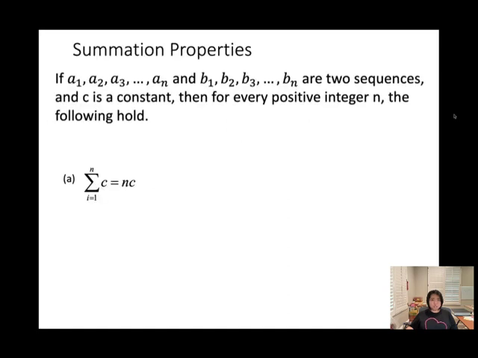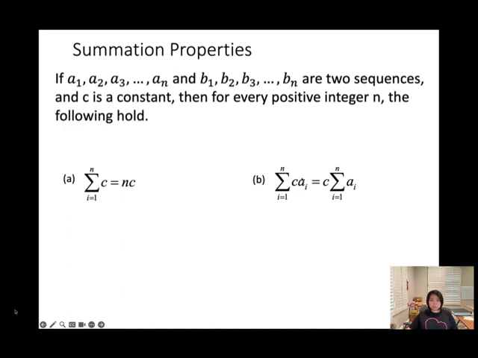Summation properties. If a1, a2, a3 until an and b1, b2 until bn are two sequences and c is a constant, then for every positive integer n, the following hold. Okay, so when your c here is a constant, it's any real number. Like for example, there's a 2 here. So you could just write it out, it's going to be n times c.